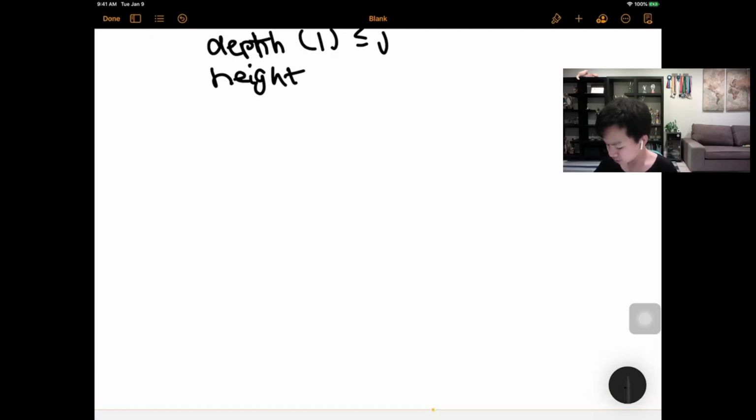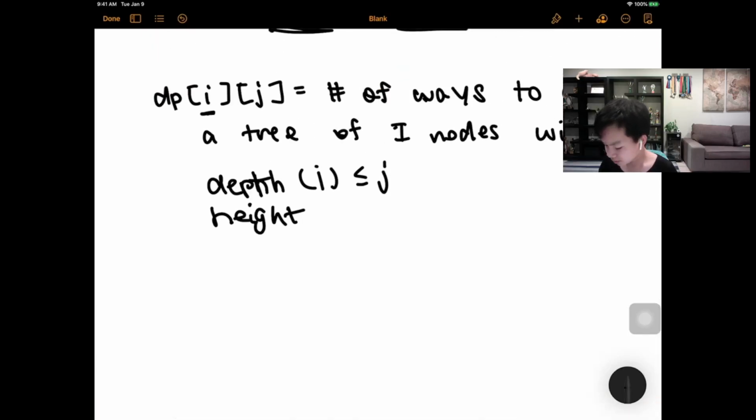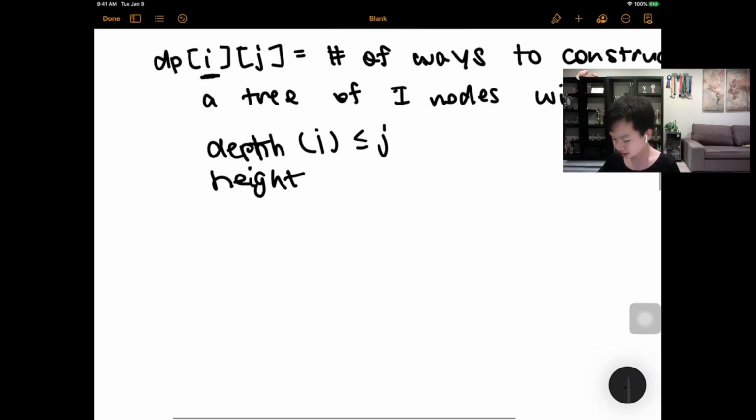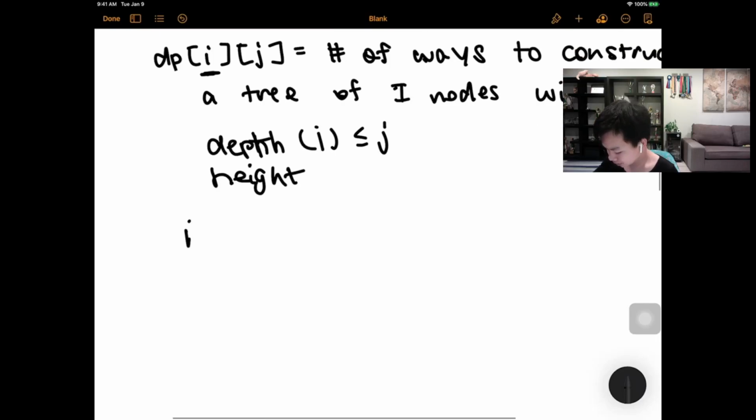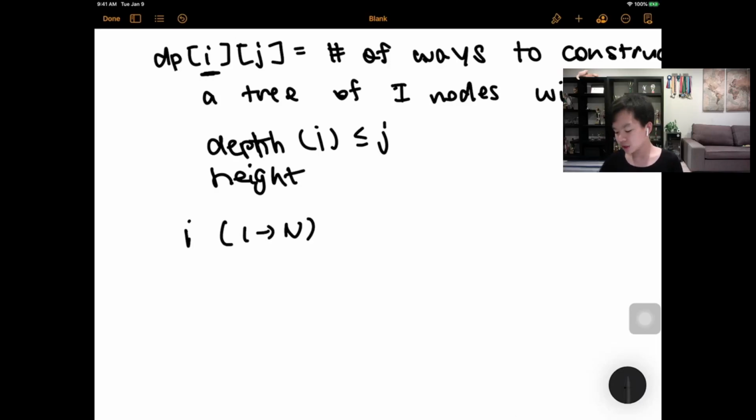We loop through all the i's from 1 to n, since we want to calculate the number of nodes from 1 to n. So i would be from 1 to n. Now we're going to loop through j, which is the height. So j would also be from 1 to k.